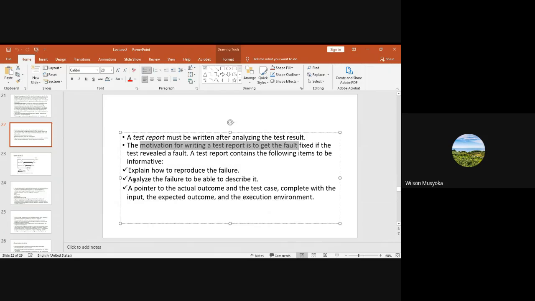So in the test report, you have to include details of how to reproduce the failure, how to analyze the failure and be able to describe it. And at the end of it all, you can point to the actual outcome and the test case, complete with the input, expected outcome, and the execution environment. So that if somebody wanted to do it later, they can be able to do it.